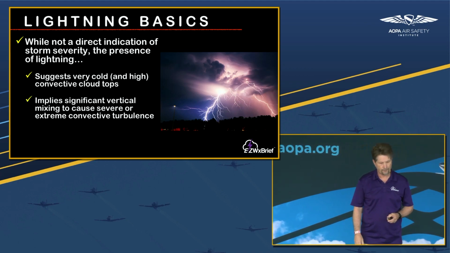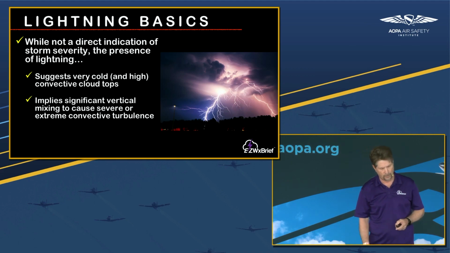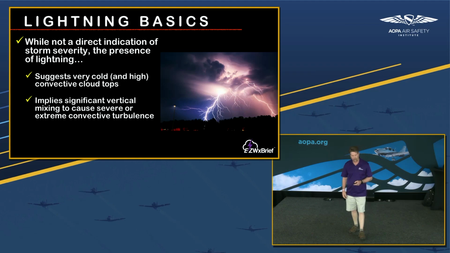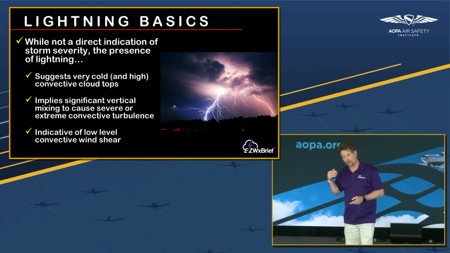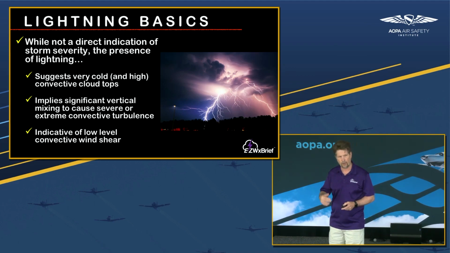So when you have this kind of situation, lightning generally tells you you have very significant vertical mixing in the atmosphere, and that causes the severe or extreme turbulence you're about to find out about if you happen to fly into one or even under one. So in that case, it's also indicative of convective low-level wind shear.